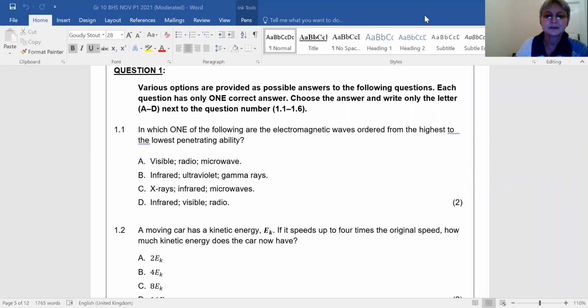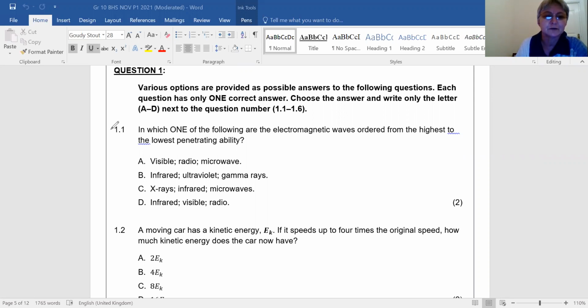Hi there, grade 10s. These questions I would like to work through now is question number 1 in a physics paper. So what I'm going to do is I'm going to work through these questions. You have 4 options as answers, and only one can be correct.